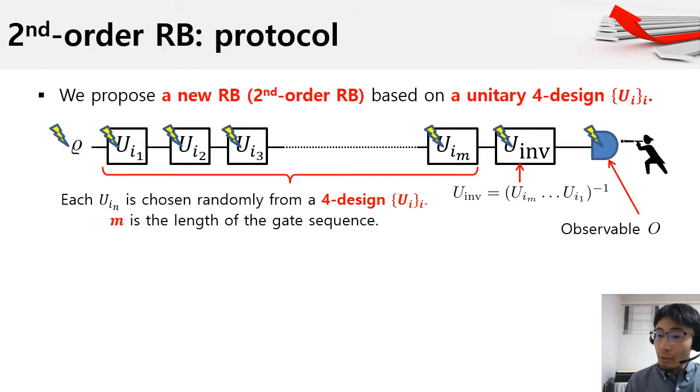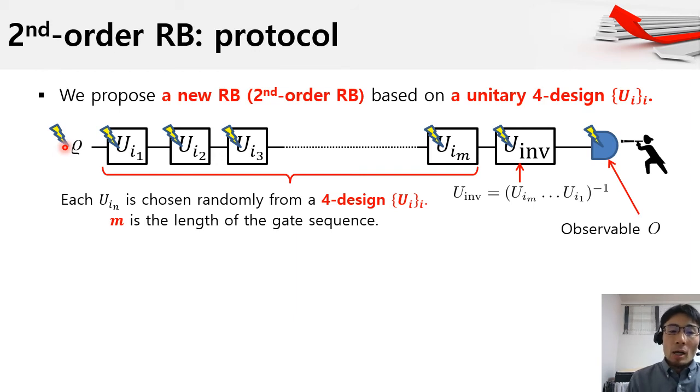Our idea is, instead of Unitary 2 designs, we just want to use Unitary 4 designs. And if this is the case, we call the RB a second order RB. The protocol of the second order RB is quite similar to the standard one. I'm not explaining all the details, but this is the protocol of the second order RB in rough sketch.